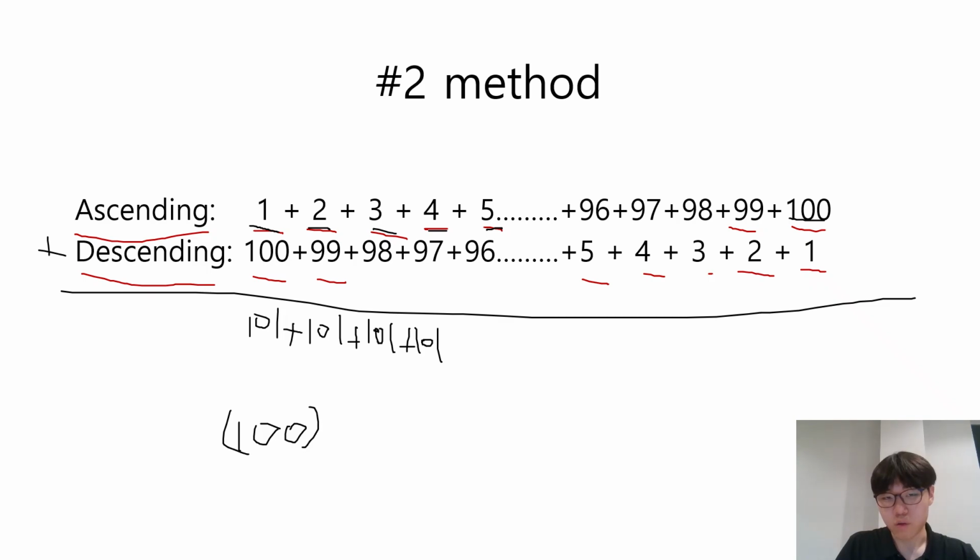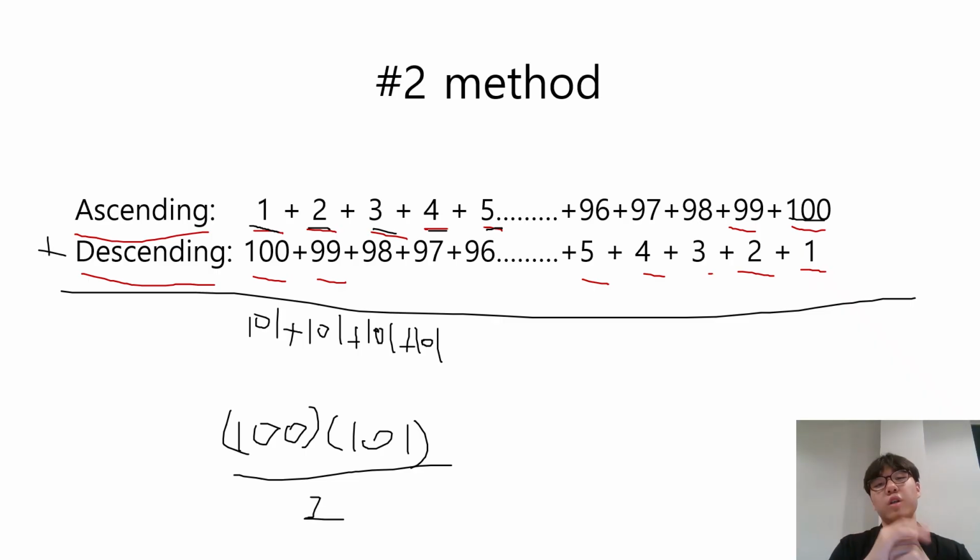But after we multiply those, we need to divide by 2, because 101 times 100 is the ascending plus descending arrangement, but we want just one result. So since 101 times 100 is ascending plus descending, if we divide it by 2, we can get either one value. Let's go to the other method. Let's go to the last method.